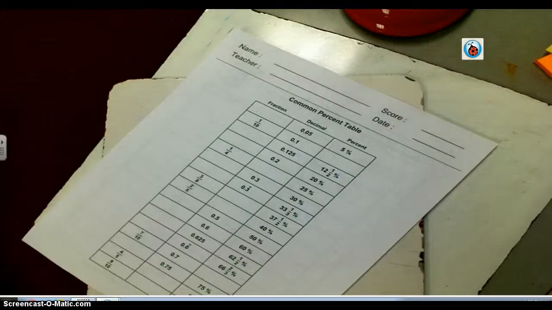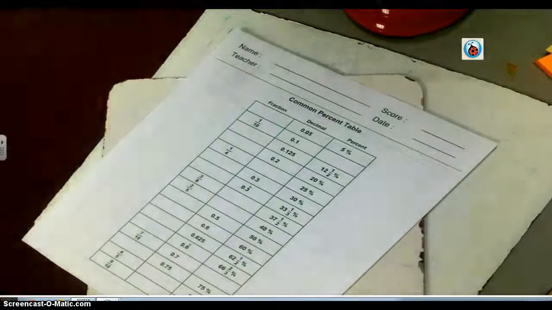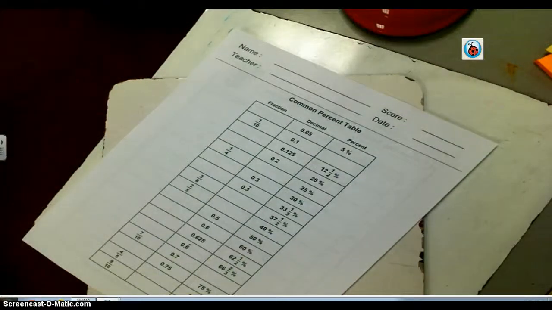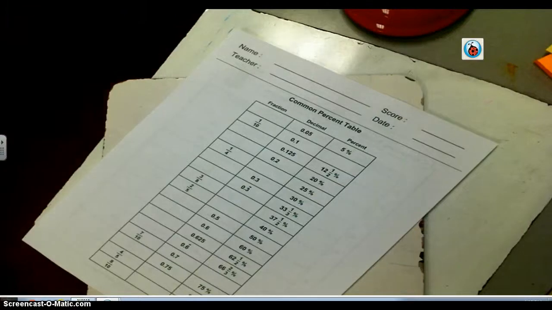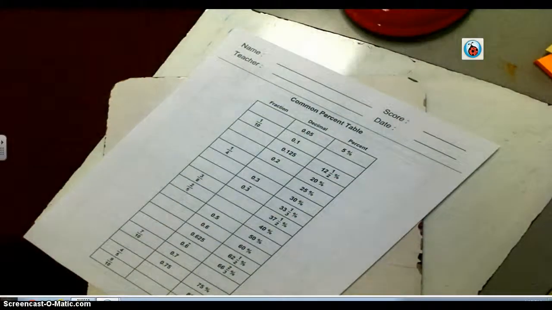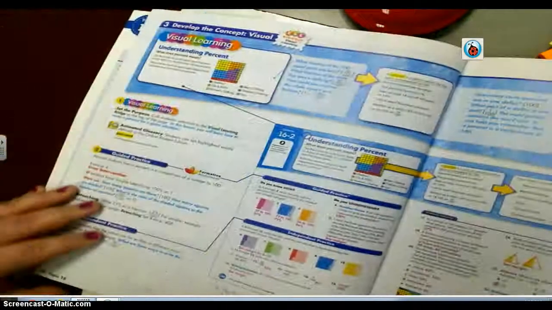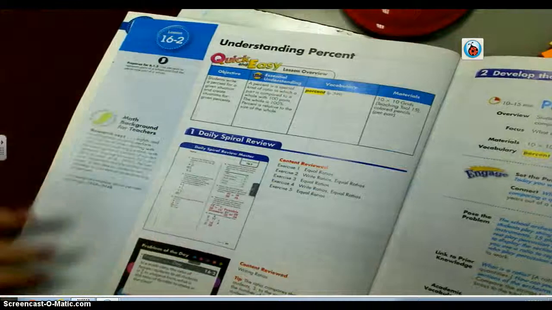All right. Today we're going to move on to chapter 16, ratios and percents. Okay, and we're going to very, very quickly talk about ratios, lesson 1 and lesson 2. But then we're going to focus primarily on lesson 3, because lesson 1 and lesson 2 should not be difficult for you.